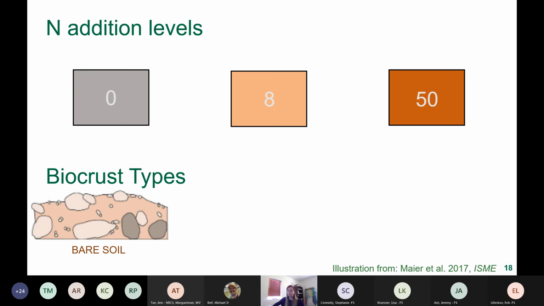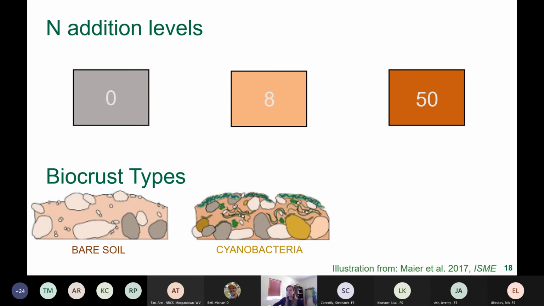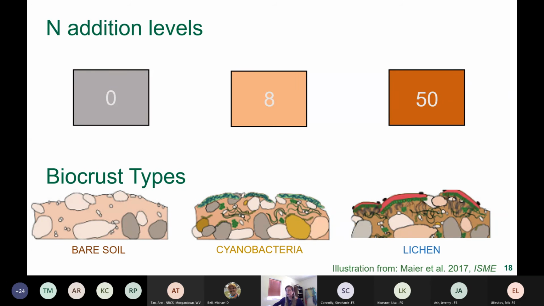We also had 3 biocrust types. The first was bare soil. When we put these collars in, we disturbed things and made it so that it was bare. Second, lightly pigmented cyanobacteria as our earlier successional type. They're often the first to colonize an area and grow after disturbance. And third, lichens and darkly pigmented cyanobacteria dominated. We were interested in capturing those because they fix nitrogen and are more later successional. They take more time after disturbance to populate an area.